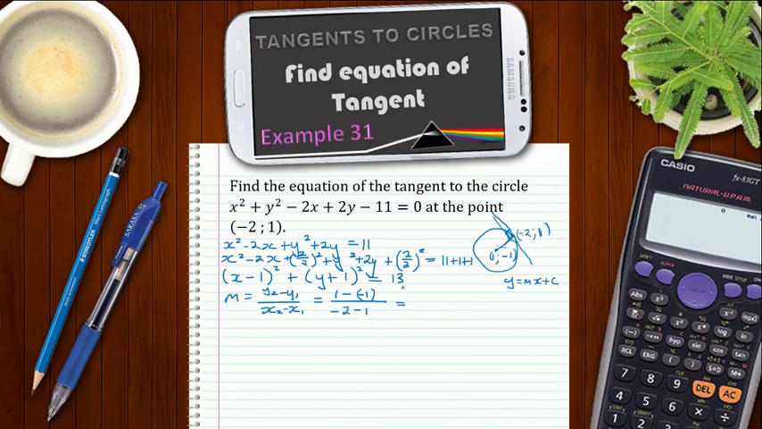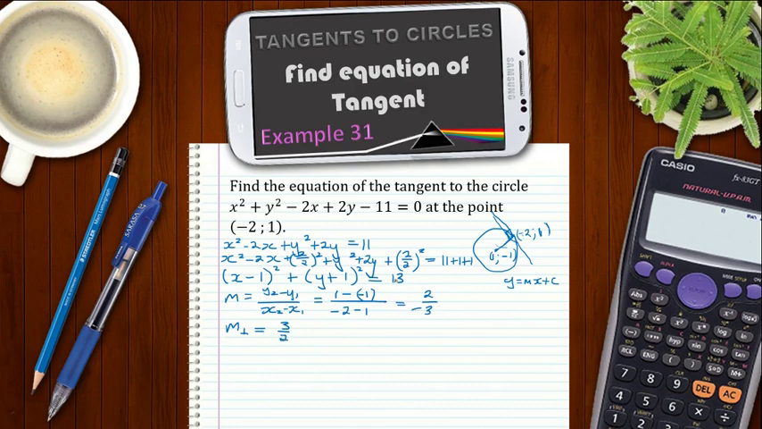So this gives me 2 over negative 3. So this is minus 2 over 3. And now, how do I find the perpendicular gradient? Remember, the shortcut was just to say I take my gradient, and to find the perpendicular gradient, I swap the numerator and denominator around and I change the sign. So this then just becomes positive 3 over 2, since this was negative 2 over 3.